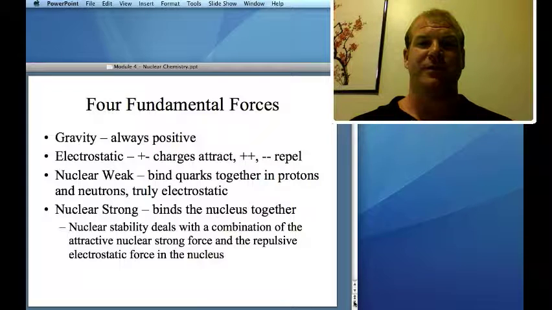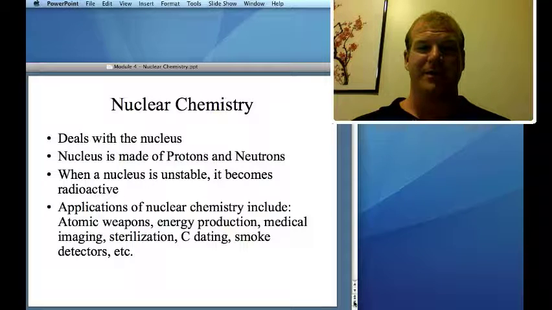But for some nuclei, they are not particularly stable. We give that a special word. That's called radioactive. Radioactive nuclei means that they're unstable. And we'll talk about what makes them radioactive and what's not. So let's talk about nuclear chemistry.